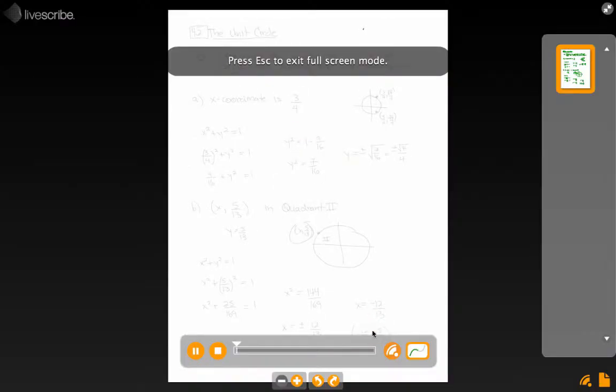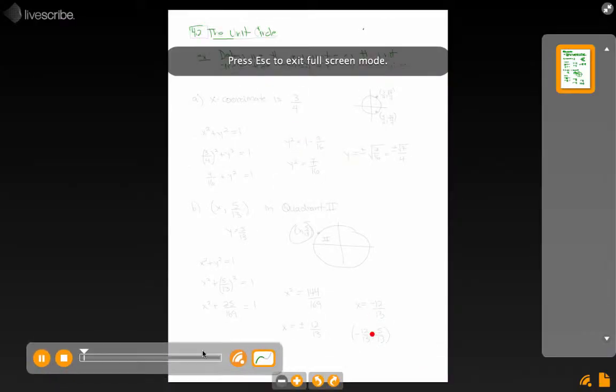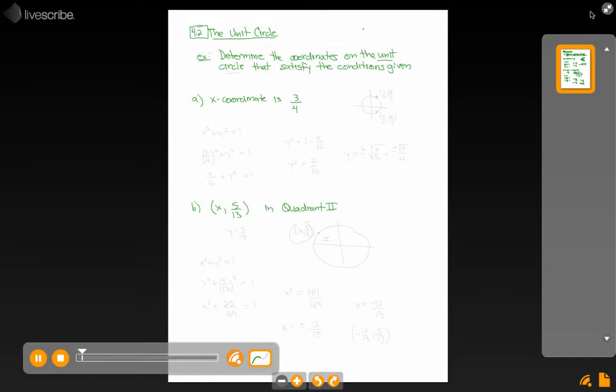Next example comes out of section 4.2, the unit circle. In this question we're asked to determine the coordinates on the unit circle that satisfy the conditions given, and we're given two different conditions. The first one is that the x-coordinate is 3 over 4.